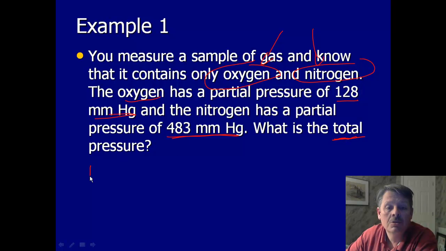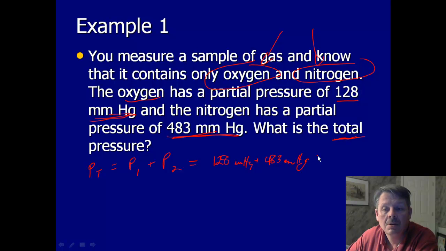Sure, well, Dalton's law says your total pressure is equal to the pressure of each individual thing. Now, you've only got 2 things in it, which are pressure 1 and pressure 2, and they're both in millimeters of mercury, so that makes it really easy. So you can take 128 millimeters of mercury, and add it to 483 millimeters of mercury, and that will give you 611 millimeters of mercury. That's your answer.